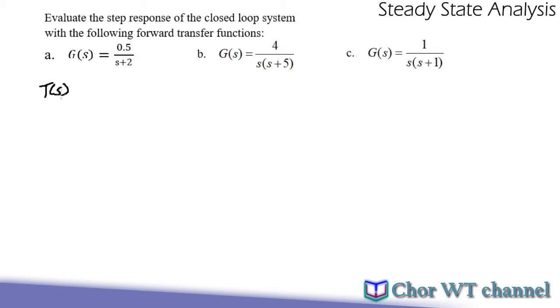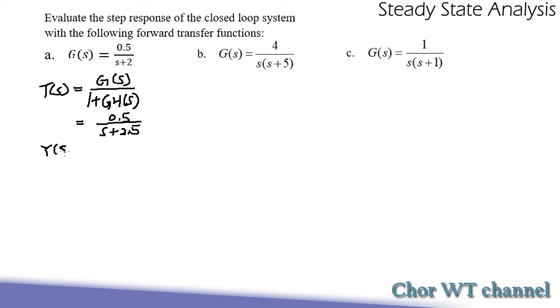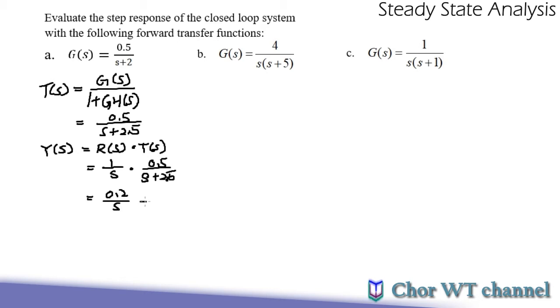First, we will find the closed loop transfer function T(s), which we can get from G(s) over 1 plus G(s)H(s), which will give us 0.5 over s plus 2.5. And we can find our output Y(s) by multiplying R(s), which is our input, times T(s): 1 over s times 0.5 over s plus 2.5. And then I'm going to shape this into partial fractions form, which gives us 0.2 over s minus 0.2 over s plus 2.5.